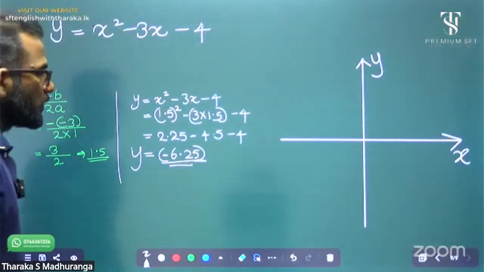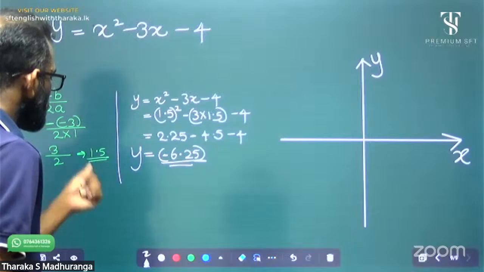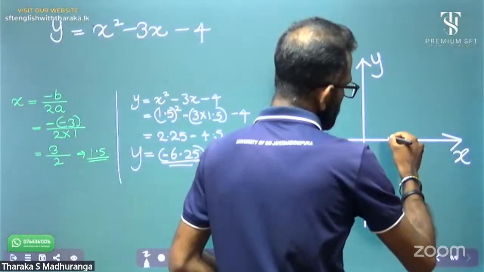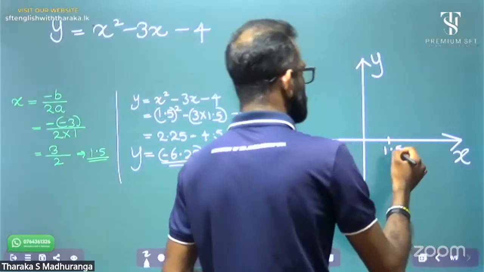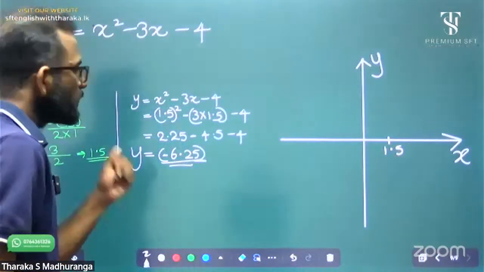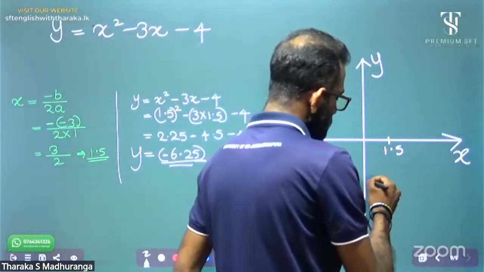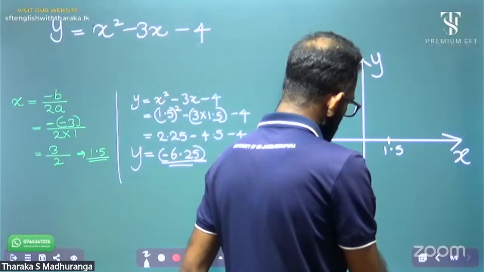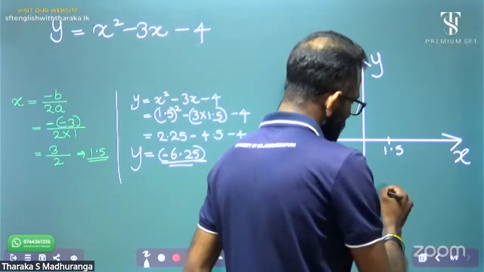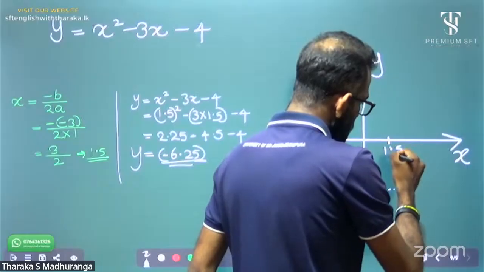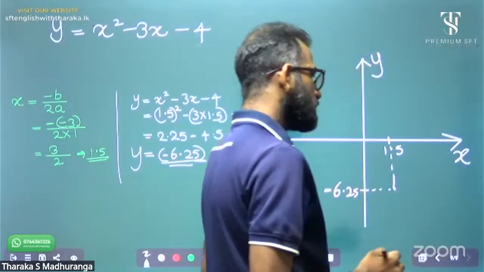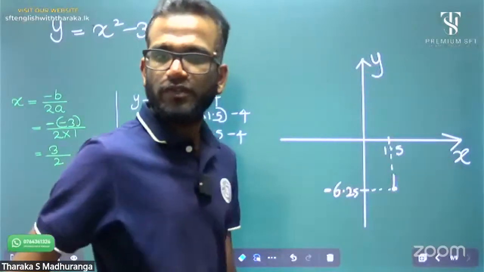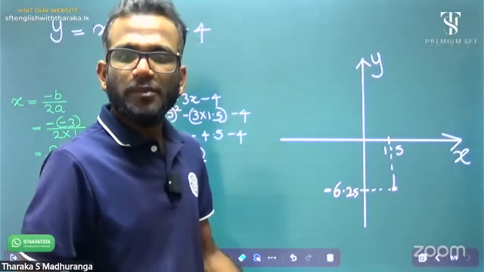And the turning point coordinates: x value 1.5, y value minus 6.25. Okay, these are the turning point coordinates. Okay, tell me, to sketch this graph, what are the missing data?